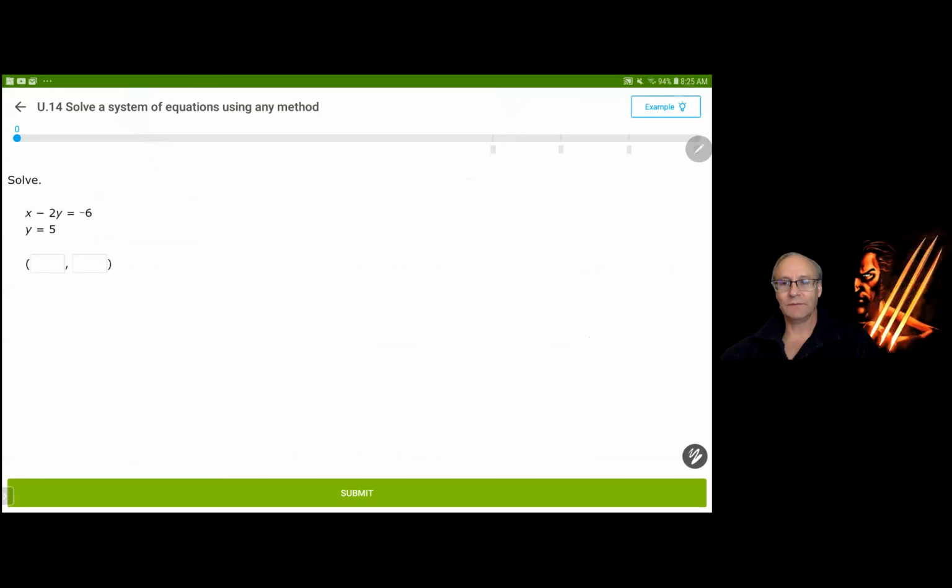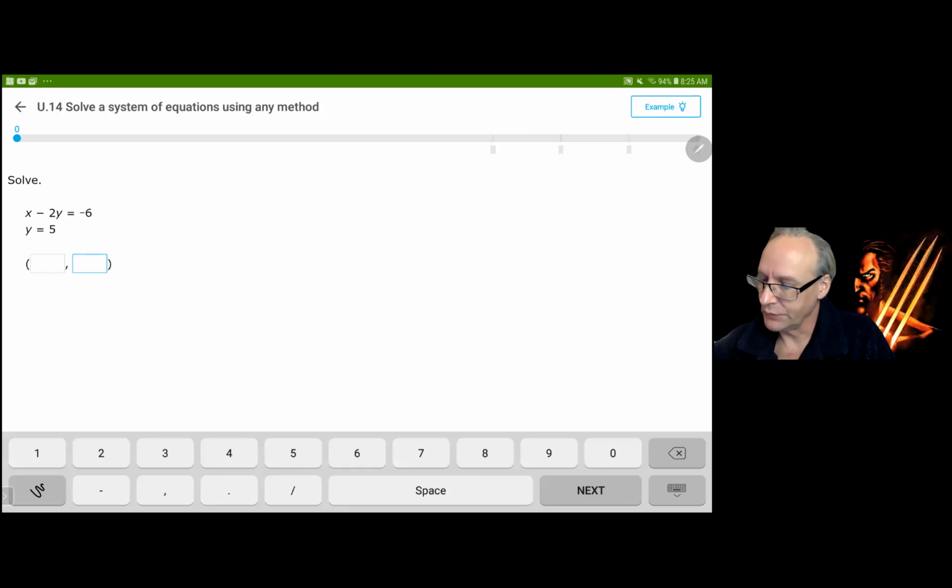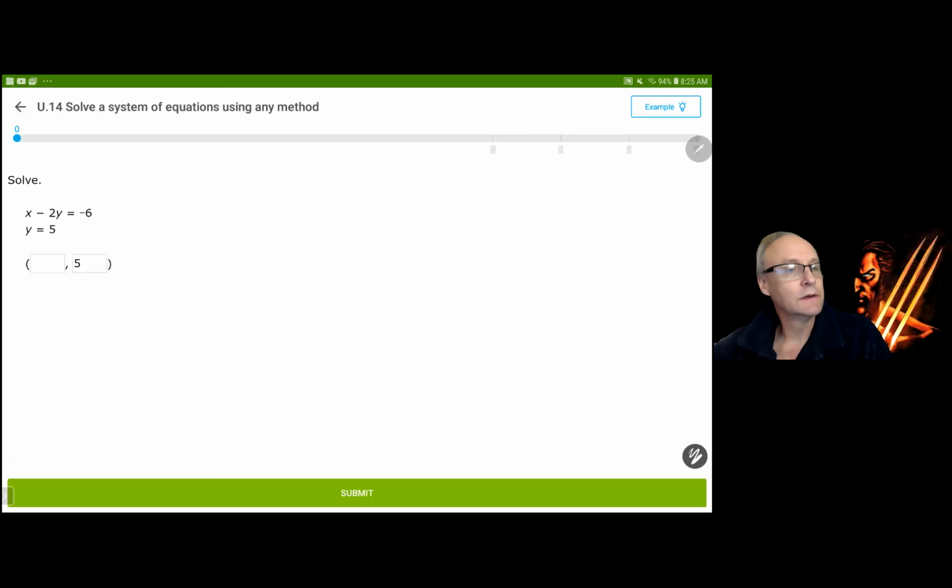So this is obviously substitution. We're going to put the 5 into the top equation, and it's going to tell us what the x value is. We already know what the y value is, and in fact, you can put it in to start with. We can put the 5 in right now. Now, I still need to find the x, so I'm going to use substitution. Hopefully this makes sense.